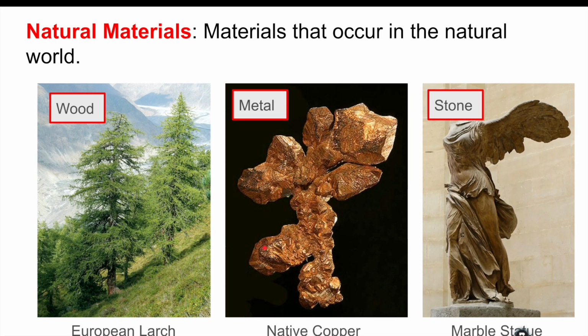This is a metal, this is copper, but this is native copper. So this occurs naturally as metallic copper. It is not in an ore. We also have things like stone. So you could look at a marble statue here and understand that this is a natural material. It's been altered by humans, but not chemically or mechanically. It's really just been carved.